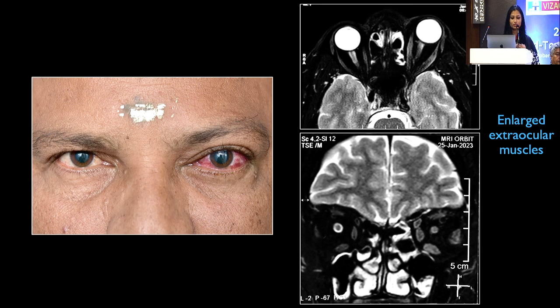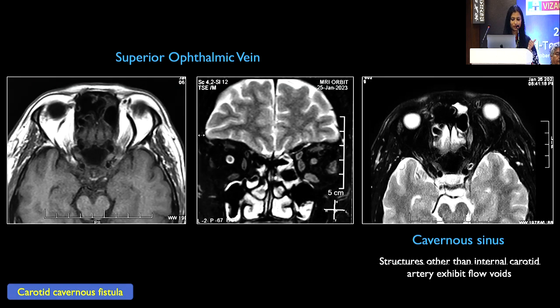Let's look at this patient who was a 45-year-old male. He presented to us with left eye proptosis, congestion, watering, and eyelid retraction. At initial glance, we can see that the extraocular muscles are enlarged. There is a little bit of tendon sparing that we can see. But we have to look beyond this as well. We have to look closely at other structures also, such as the superior ophthalmic vein, which is dilated here. We can also see that there are structures other than the internal carotid artery which exhibit flow voids within the cavernous sinus. So this was actually a carotid cavernous fistula.